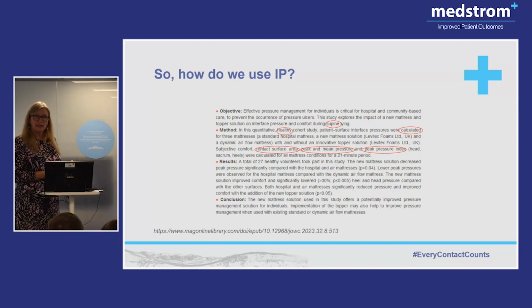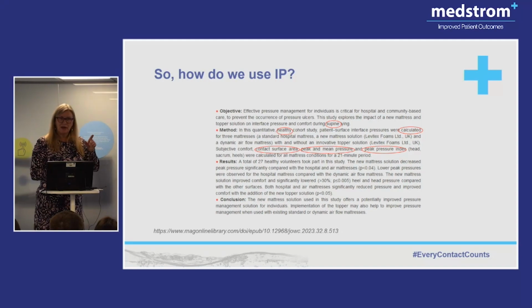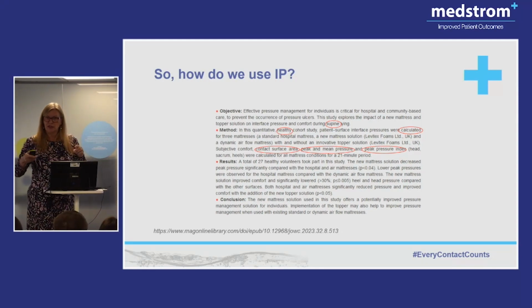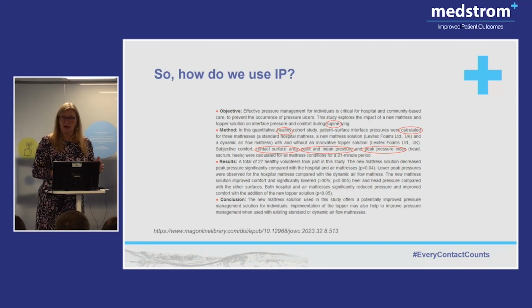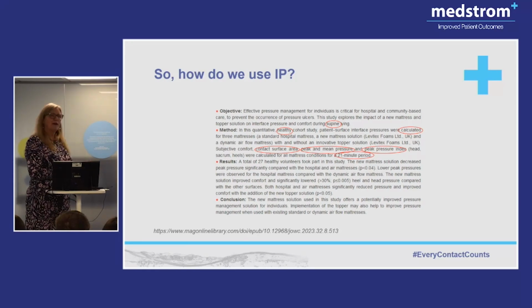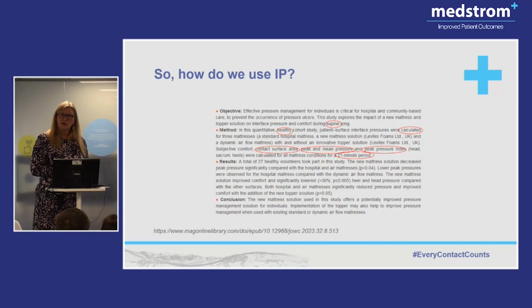Peak pressure index. Does anybody know what the peak pressure index is? It's some calculation where we take that peak pressure and multiply it by all the peak pressures, do it over time, and come out with a number. And we did it for 21 minutes. Why? I don't know.